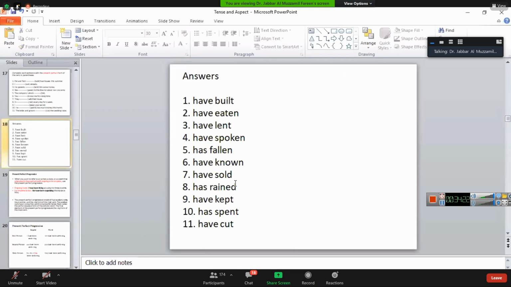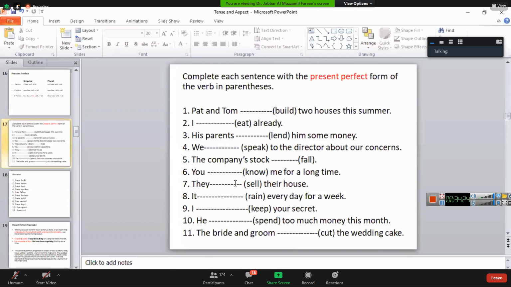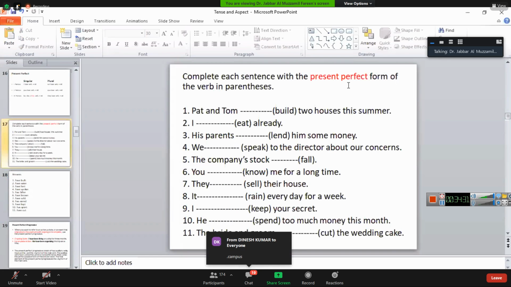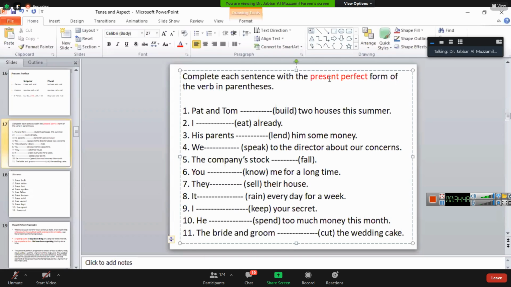See, for example, Pat and Tom dash Bill, present perfect. What is the answer? Let me give a quick quiz. Come on, what is the answer? Have built. So present tense, I'm just giving a test like that. Okay, so easily if you can remember the keywords.